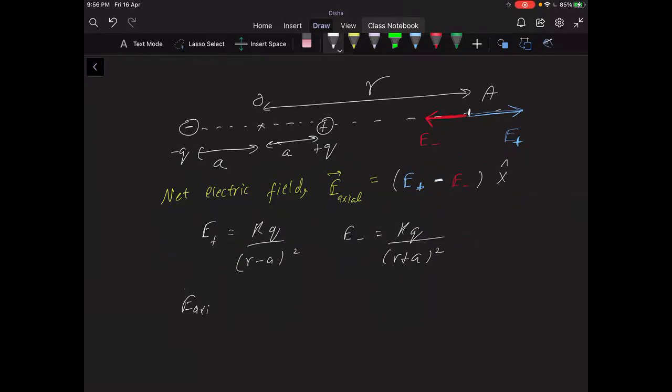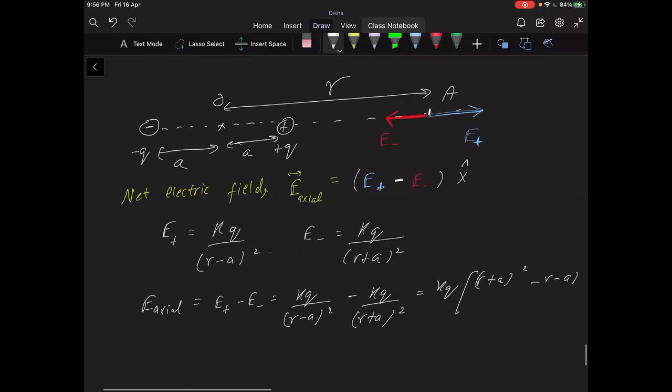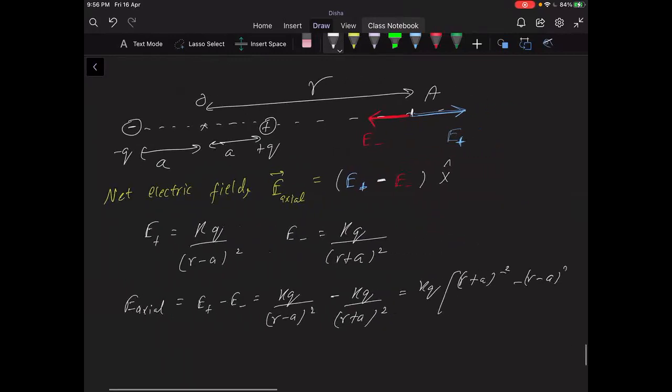E axial is simply E plus minus E minus, which is equal to KQ by R minus A whole square minus KQ by R plus A whole square. That will give me KQ times R plus A whole square minus R minus A whole square, by R square minus A square whole square, since A plus B into A minus B is A square minus B square. So this is the expression.